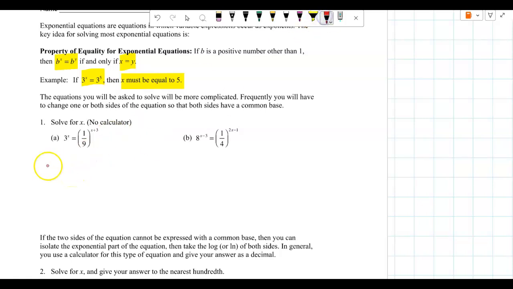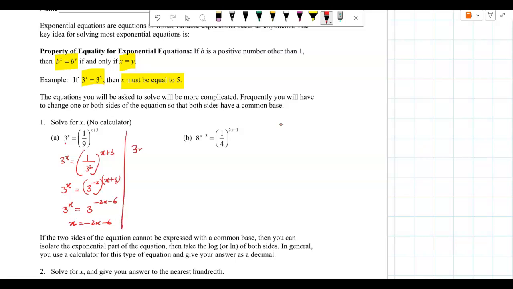Okay, so what you have to do is try to get the same base. First thing is, this is 3. Now can you get this also as a base of 3? You can make it 1 over 9, so 3 raised to x is equal to 1 over 3 squared raised to x plus 3, correct? So 3 raised to x is 3 raised to minus 2 times x plus 3. So 3 raised to x is equal to 3 raised to minus 2x minus 6. So x is equal to minus 2x minus 6. So 3x is equal to minus 6. So x is equal to minus 2.